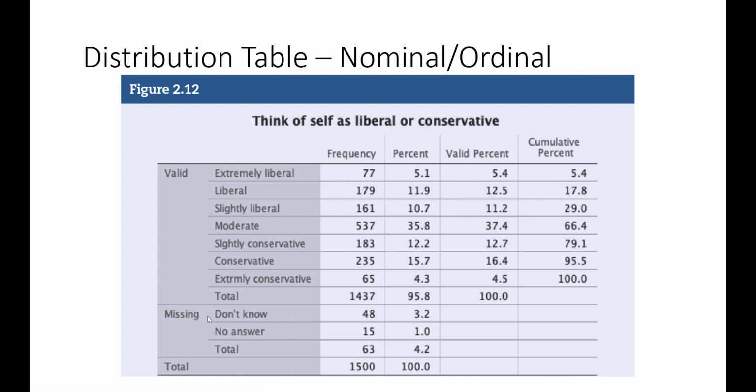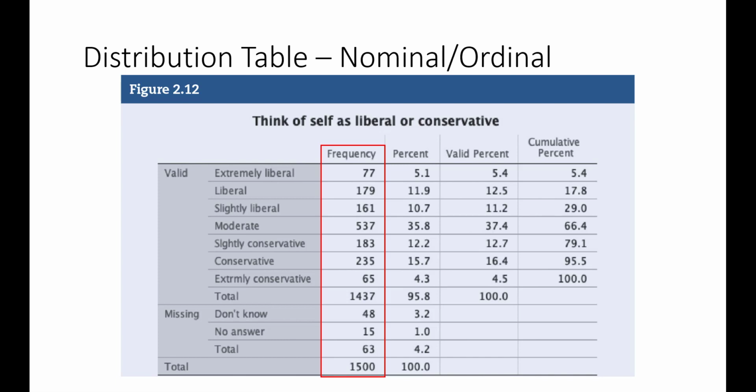And then down here we have some non-valid responses, which are things like they didn't know, they didn't answer, etc. The second column here that's highlighted in red is the frequency. This is the number of people who selected this category. So 77 people selected extremely liberal, 179 selected liberal, 161 slightly liberal, so on and so forth.